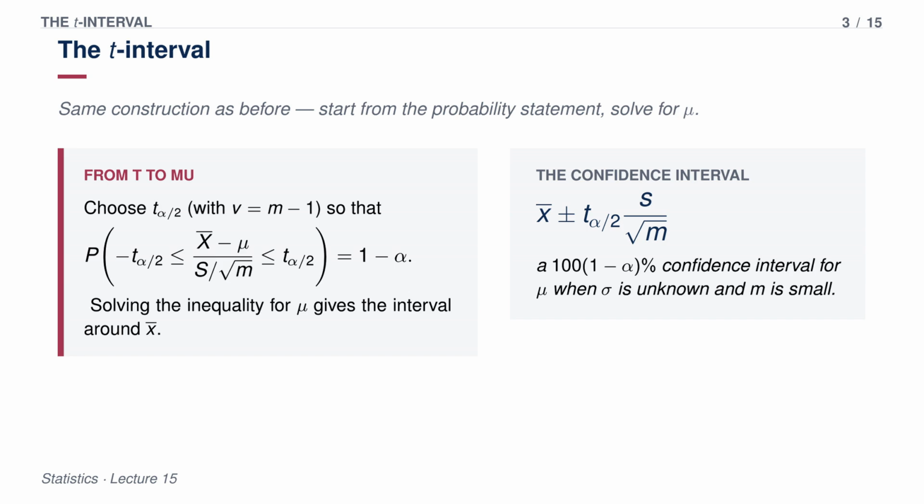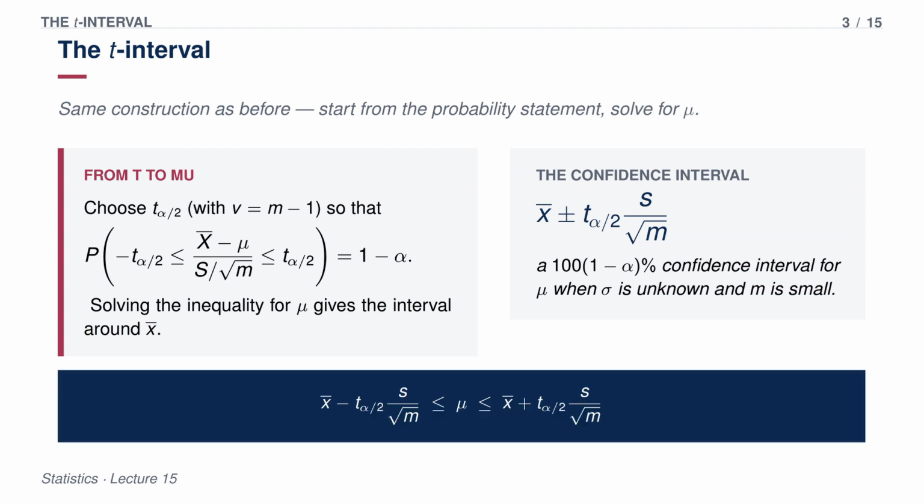X bar plus or minus t alpha over 2 times s over root n. That's a 100 times 1 minus alpha percent confidence interval for mu when sigma is unknown and the sample is small. Same shape as a band too. Mu sits between x bar minus the margin and x bar plus the margin. Literally the z interval from last time with 2 swaps, s for sigma and t for z.